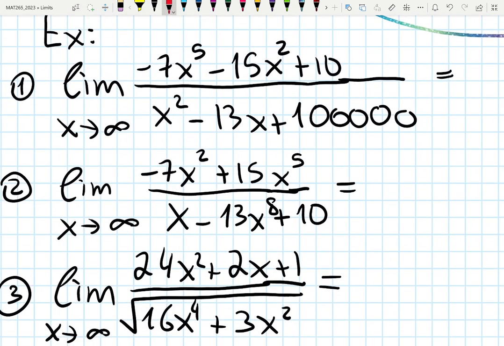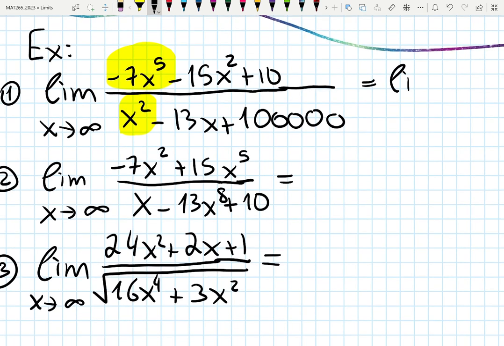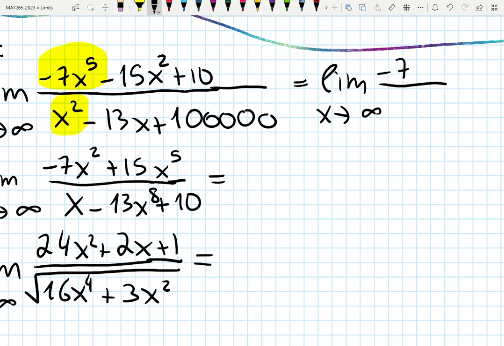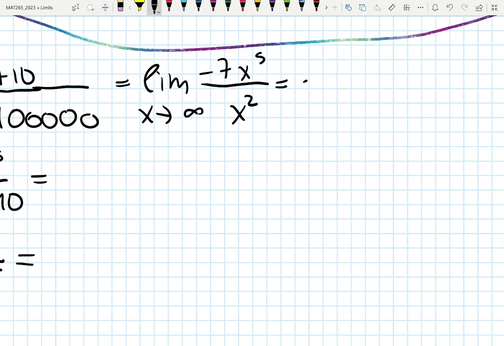So find the leader of the top. Who is the leader of the top? Minus 7x to the 5, agree? Who is the leader at the bottom? x squared. It is legal to write down the equal sign between limits, not between fractions though, only between limits, because limits, they are limiting positions. So minus 7x to the 5 over x squared equals, now you literally can simplify, and it will be minus 7x cubed over 1, x at infinity.